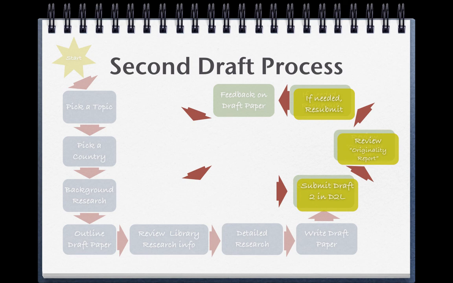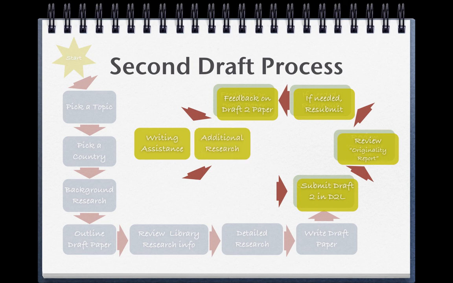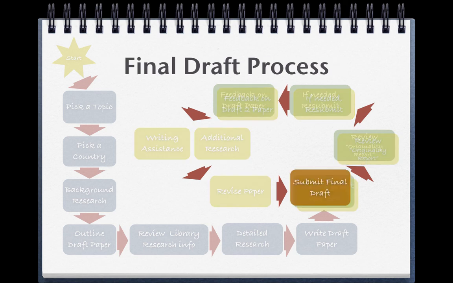You need to review for originality, resubmit if there are issues in your second draft. We'll give you feedback on that. You at that point may get some assistance on writing if there are still some issues. Or you may need to do some additional research, revise your paper, at which point you will then submit your final draft. The final draft will then, of course, be graded using the rubric, and that is how you will get the final grade for this paper. Because you have a rubric explaining exactly what will be graded, there is no reason you cannot make an A on this paper.